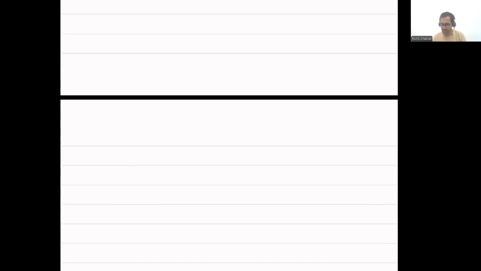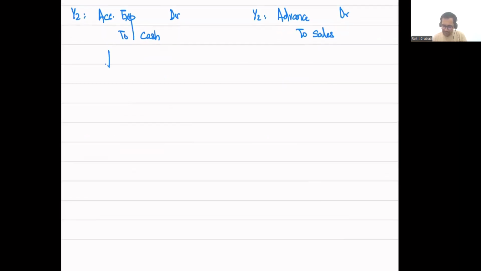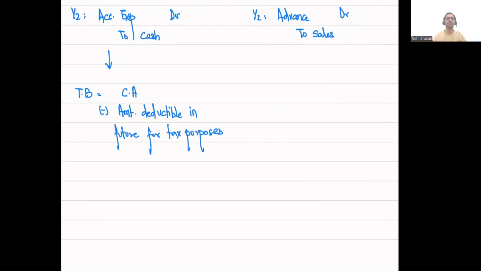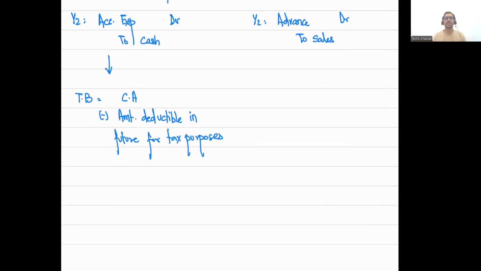Tax base of accrued expenses. The tax base is going to be equal to carrying amount less amount deductible in future for tax purposes. The tax base will be the carrying amount, which means the amount as per the accounting balance sheet, less the amount that is going to be allowed as a deduction in future for tax purposes.